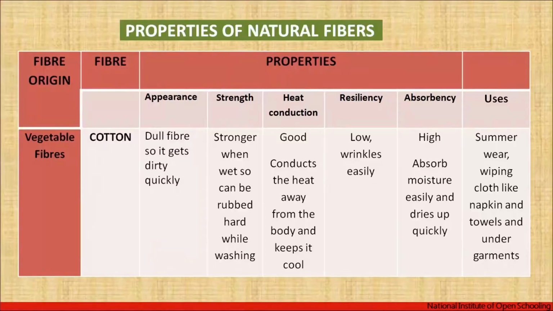So the first fiber we have is the cotton fiber. Its appearance is dull, and it gets dirty easily. Cotton fiber usually occurs in the form of staple fiber. Staple fibers, as we know, are small fibers which occur naturally in the environment in the form of a cotton pod.